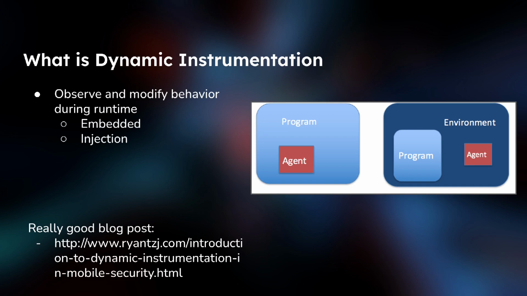So there are two types of instrumentation. This picture on the left is of embedding an application, which is when you patch the application, the APK, with your own instrumentation agent. We'll be using objection to do this.